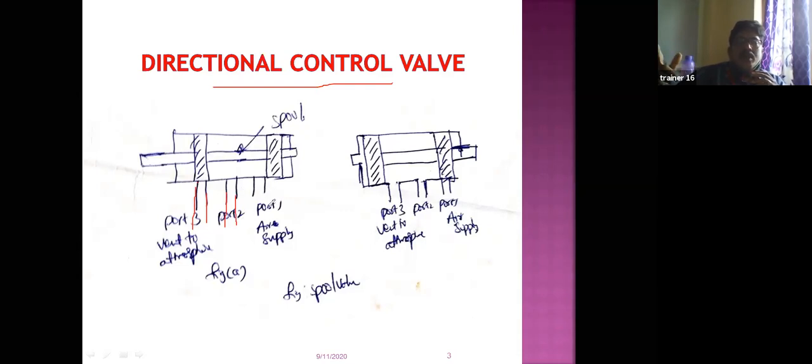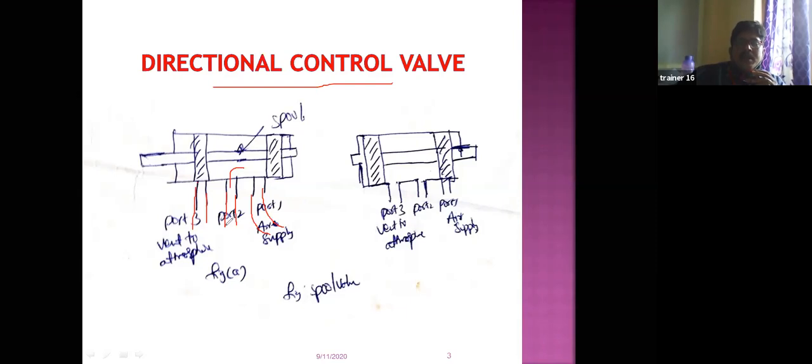In the previous class we discussed the compressed air that is prepared and stored. From that storage we have to connect it here to port 1, the air supply. From this the air enters. Now once the air enters, what happens? The compressed air will enter here, and then some work will be done.